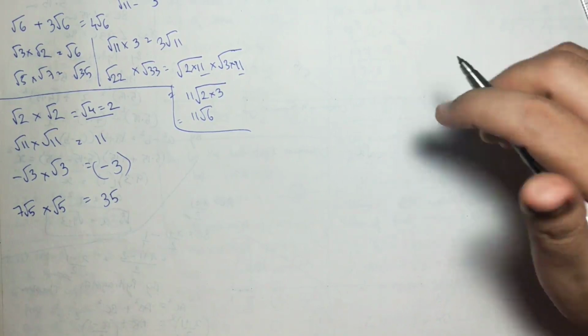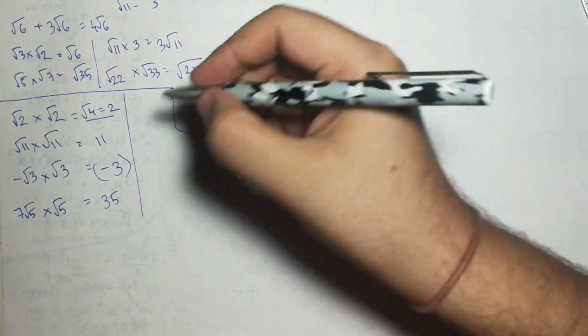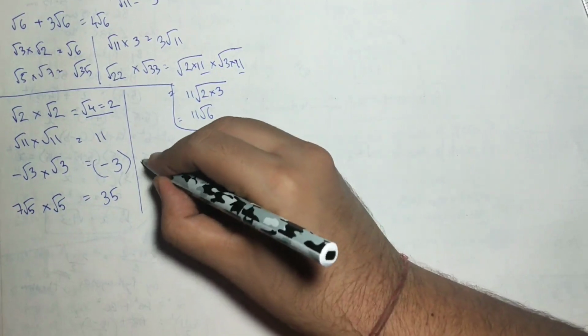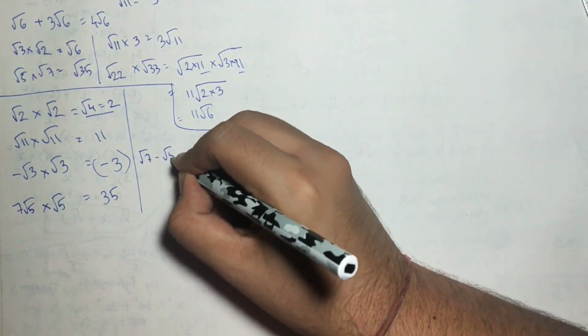Now what about binomials? Let us take the first example only. Root 7 minus root 5.